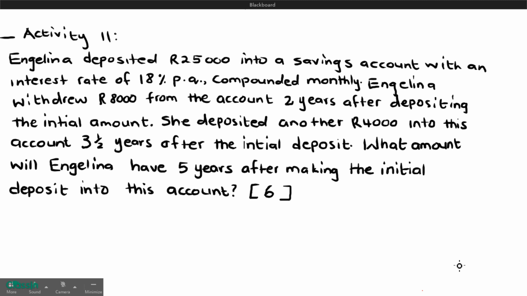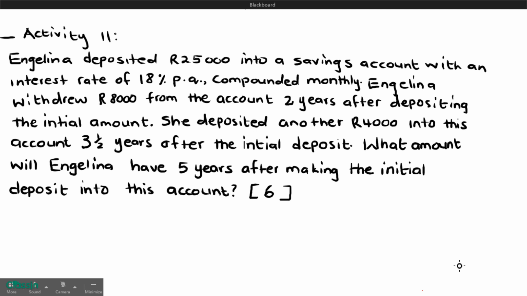Every time you get a financial mathematics question, try to make sense of the statements. You can use what we call the timeline, or you can just do a clear interpretation of what is happening here. Now, activity 11: Angelina deposited 25,000 into a savings account with an interest rate of 18% per annum compounded monthly.